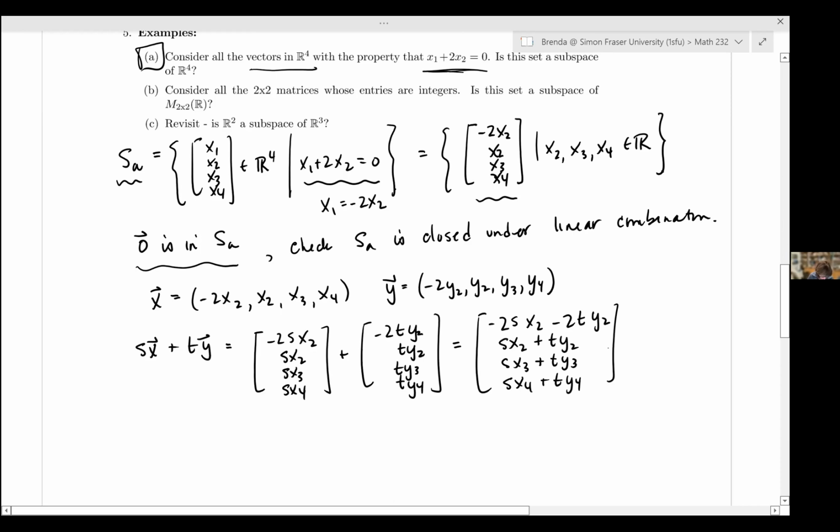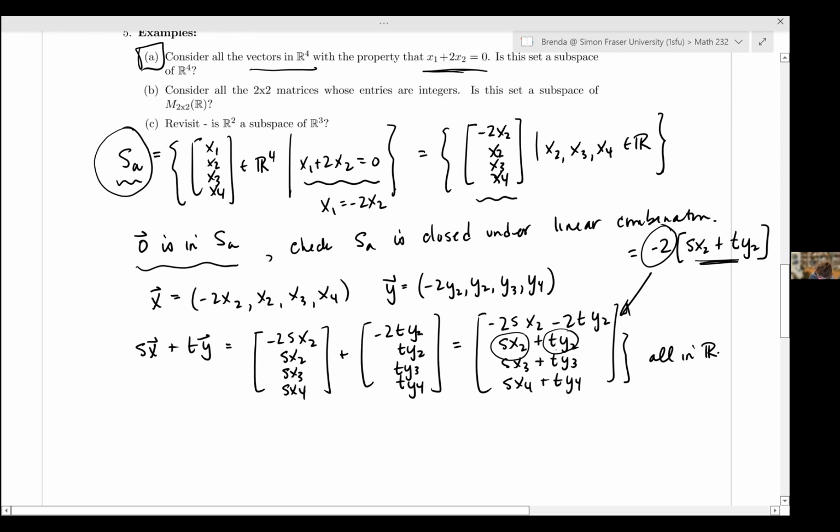I think it's fairly obvious that all of these are scalars multiplied together, so they are for sure all in R. Then let's take a look at this top component, and notice that it is equal to minus 2 times sx2 plus ty2. That is exactly the form that we need. All vectors in this set have the form minus 2 times x2, x2, where those two things are the same, and then x3 and x4. So it's closed under linear combination. By adding two vectors in this subset, we managed to generate another vector which is in the subset. So this is a subspace. We're happy to find out, yes, this is a subspace.